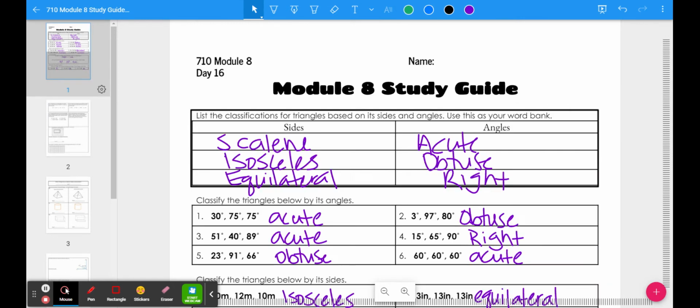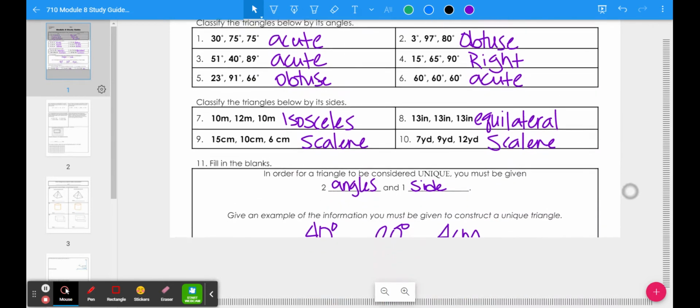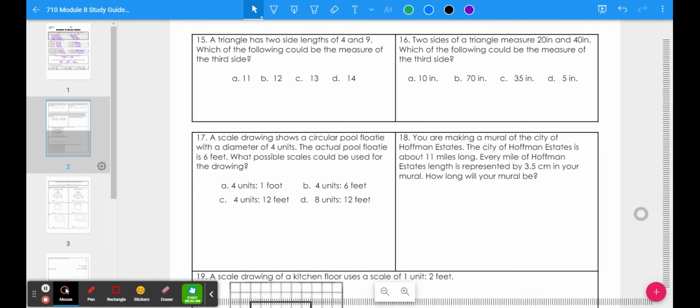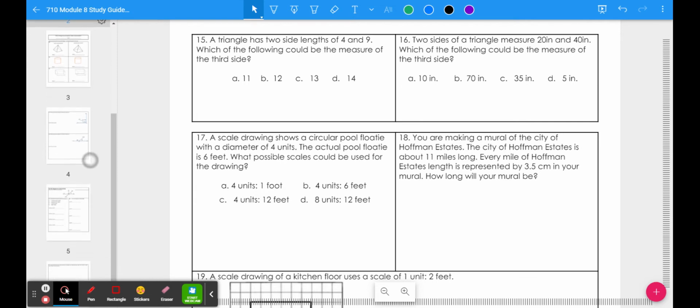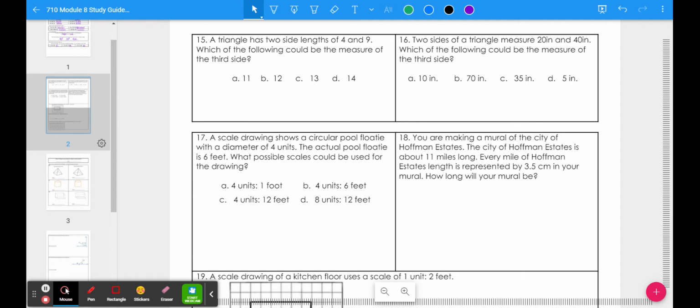So the first page was pretty straightforward, right? It was just pretty much all about sides and angles of triangles, and then it went into a little bit of unique triangles. I know you guys have the study guide answer key for that, and those are pretty straightforward, so I'm not really going to get into that too much. I mainly want to go over a couple of these problems further in the study guide.